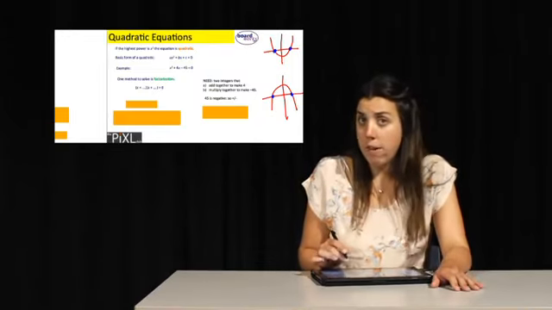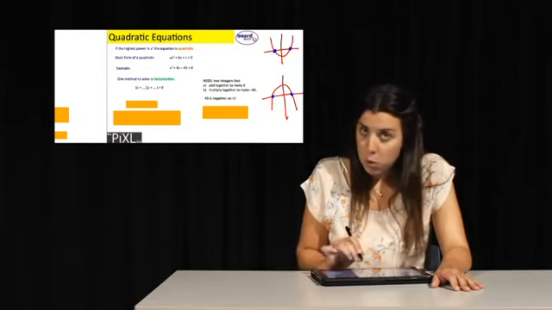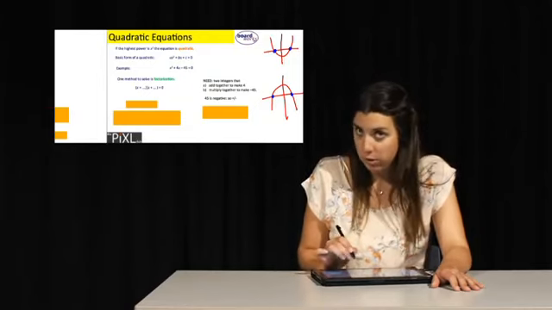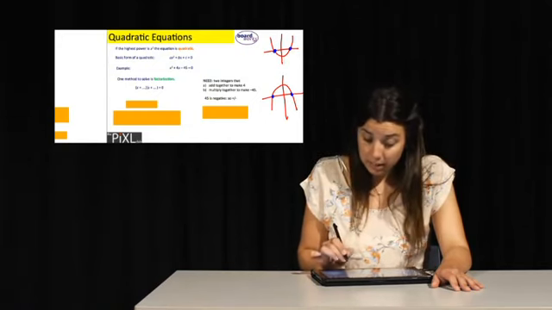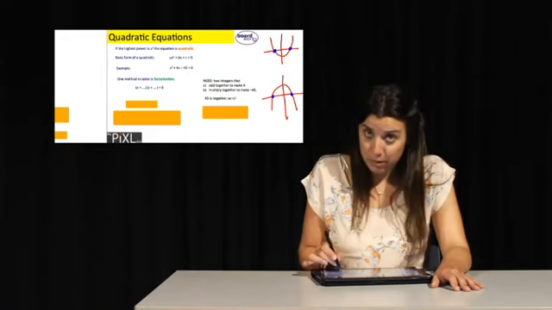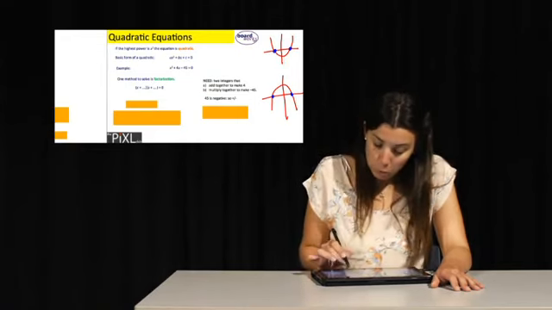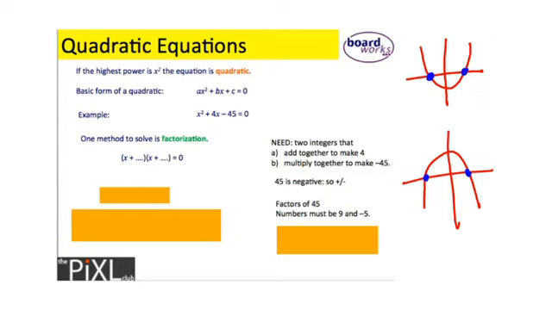So our factors of 45 are 1 and 45, but also 9 and 5. So 9 times 5 gives 45. But we want one positive and one negative, because what we're looking at is negative 45, and we're going to have to make 4. So we must have 9 subtract 5. 9 positive, 5 negative. So these are our two values that are going to go here in our brackets. So we actually have x plus 9, that's our positive, and in our other bracket, x minus 5.